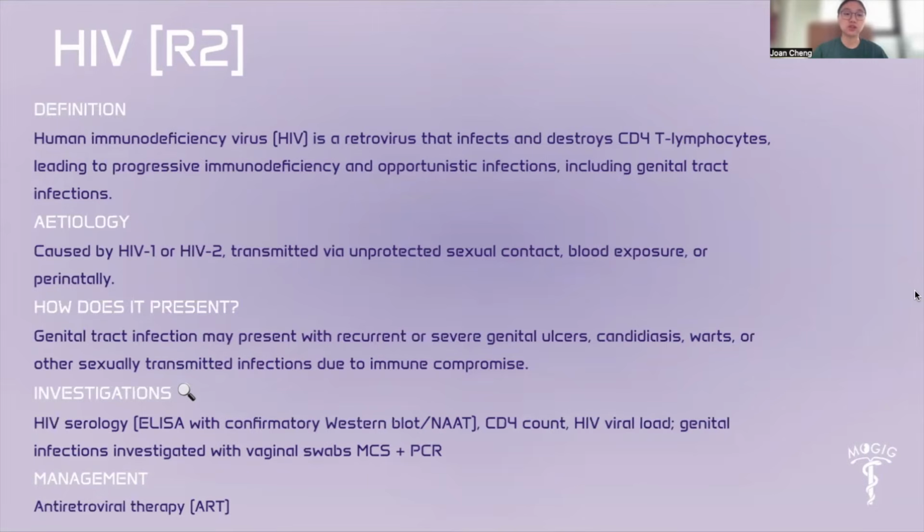Some investigations you can do for HIV will be serology. So that will be ELISA with a confirmatory Western blot or NAT. And you can also do a CD4 count, HIV viral load, genital infections, swabs. So you do your normal MCS and PCR. So in terms of the management, what you can do is antiretroviral therapy.